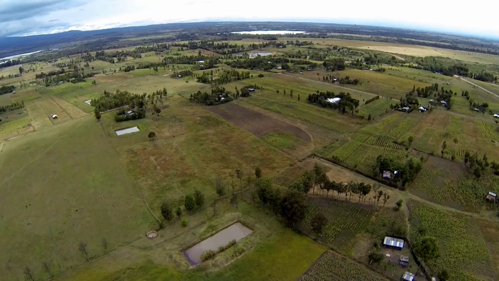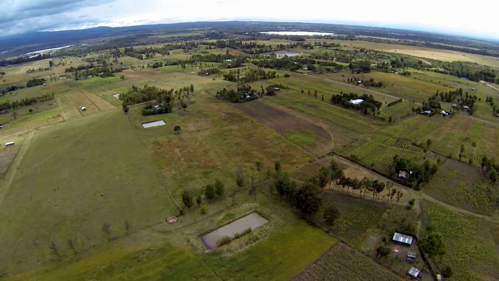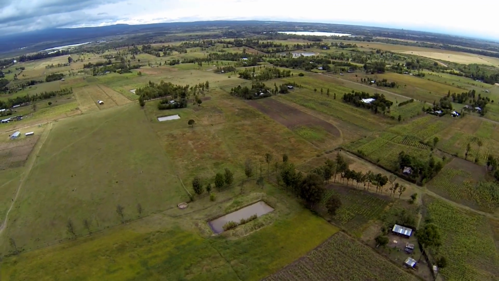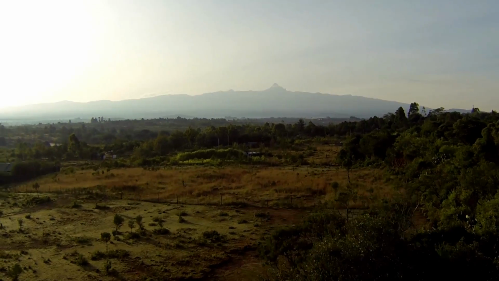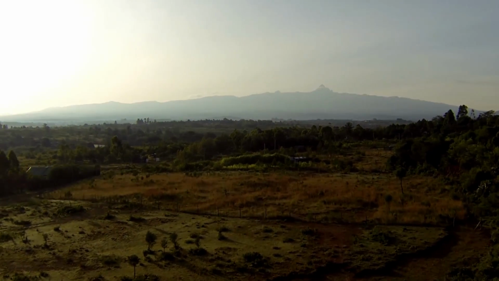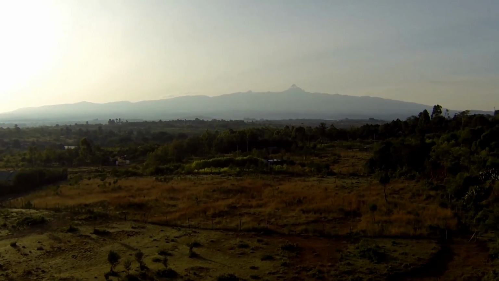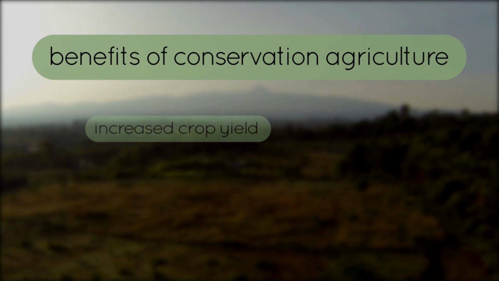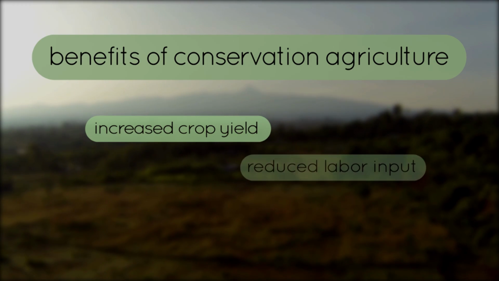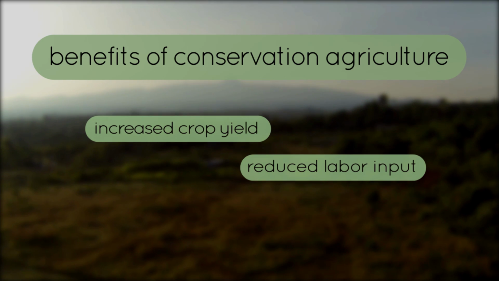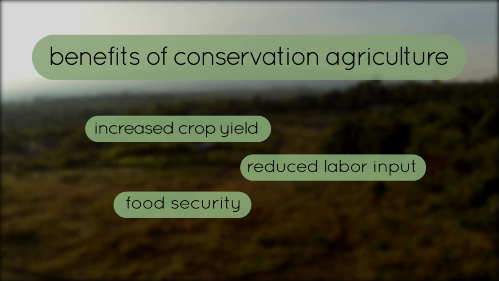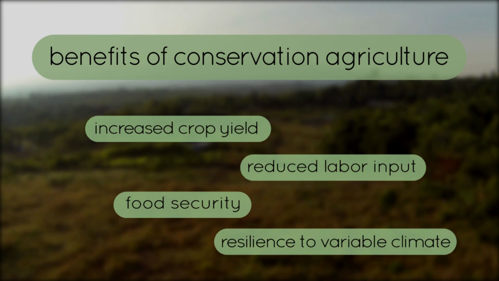Conservation agriculture has been proven to work in a variety of agroecological zones and farming systems, such as high or low rainfall areas, degraded soils, multiple cropping systems, and systems with labor shortages. Increased and reliable crop yields and reduced labor input are the main direct benefits of conservation agriculture, improving households' food security and resilience to a variable climate.